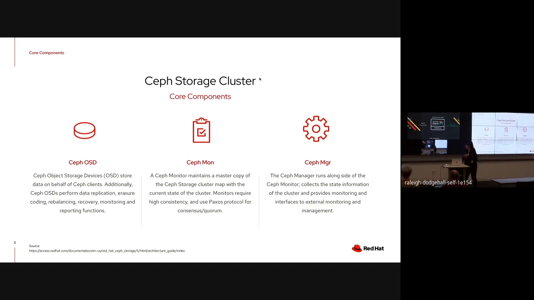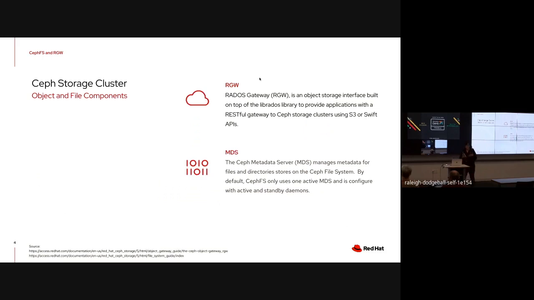And then you have a Ceph manager, which runs alongside the Ceph monitor. It collects the state information, and it also supplies the APIs to pull information from the Ceph cluster. Two additional services are the RGW service, which is for the Rados gateway. That's the interface to be able to use S3 or Swift. And then we have the MDS metadata service, which takes care of all of the file system data whenever you're using file services from the Ceph cluster.